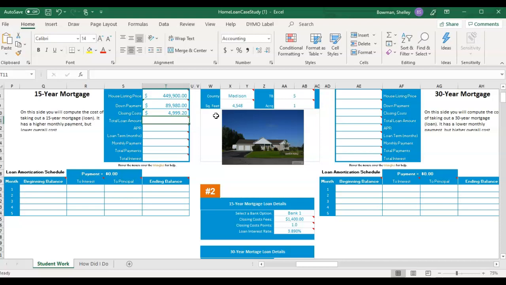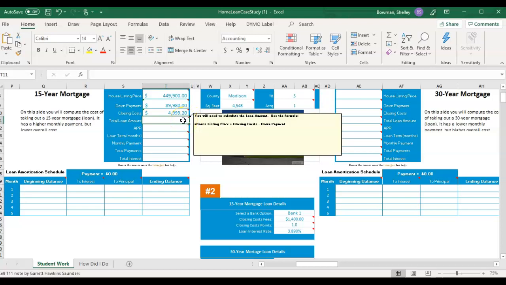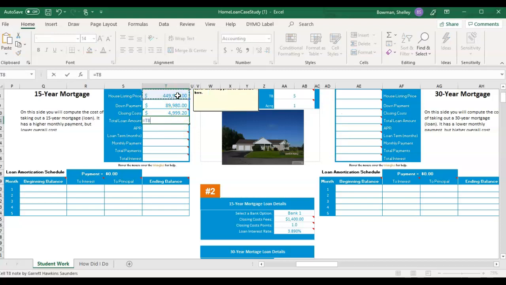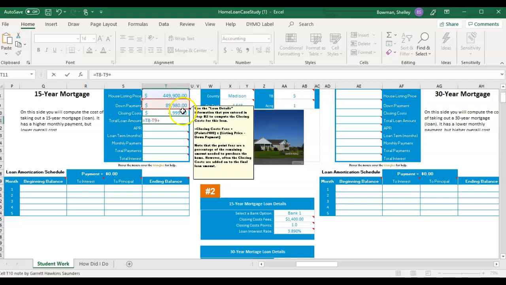Now the total loan amount includes the closing cost. So to do this, and if you get confused, it also gives you your formula there. So we take our house price, we subtract what we paid for the down payment, and then we add in what we will have to pay for the closing cost. And that ends up being our loan amount.